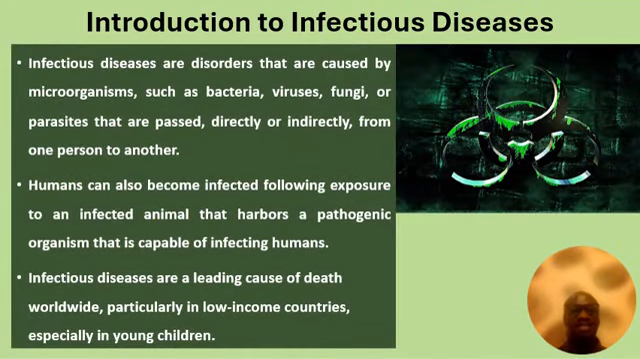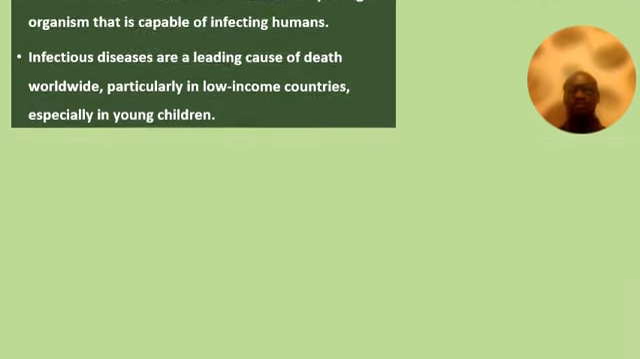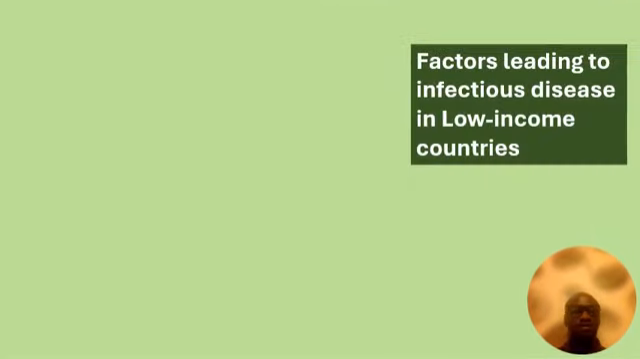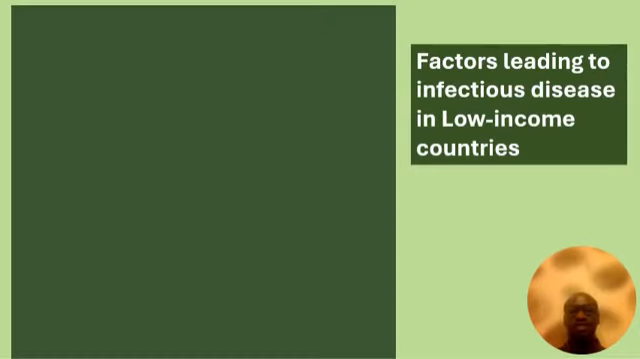Today, our topic is on infectious diseases. Infectious diseases are illnesses that are caused by microorganisms such as bacteria, viruses, fungi, or parasites that can be passed directly from the infectious agent such as bacteria to humans, or can be passed indirectly from one person to another. Now, these infectious diseases are common causes of death worldwide, particularly among the low-income countries, and these are found usually among children. What are the factors that lead to infectious disease in low-income countries?